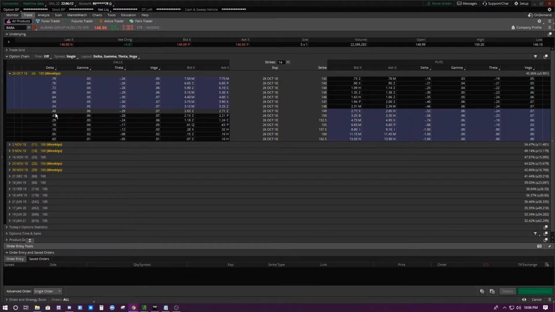So if the delta is 0.48, that means every time the stock goes up $1, that option will go up 48 cents. Now, I'm going to explain what gamma, theta, and vega are too, but they also track different things. So every time the stock goes up $1 does not necessarily mean the option is going to go up 48 cents. That just means that delta itself will make the option go up 48 cents.